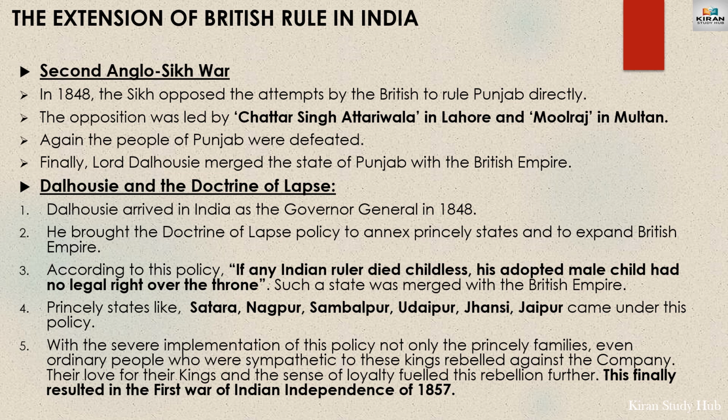Because of this policy, many princely states such as Satara, Nagpur, Sambalpur, Udaipur, Jhansi, Jaipur came under the control of the British. With the implementation of this policy, not only the kings and the princely families, even the ordinary people rebelled against the English East India Company. Finally, this resulted in the First War of Indian Independence of 1857.